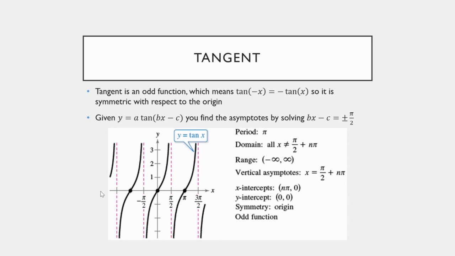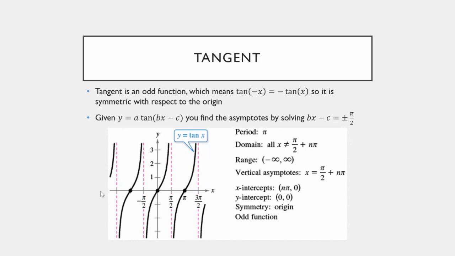So, starting with tangent. Tangent is an odd function, so that means when you plug in a negative value, you get a negative output, and that makes it symmetric with respect to the origin. So that's how we get these things that look sort of like cubic functions but are not actually cubic functions. That's how we get the basic shape of the tangent.